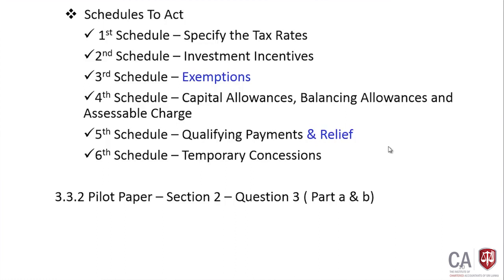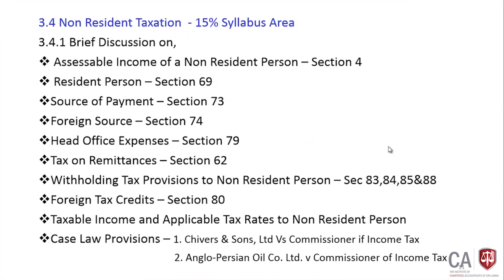Then next, with those theory areas, I am going to do the pilot paper, section 2, question 3, parts A and B. Then the non-resident taxation, which is a list of the non-resident taxation for your 15% syllabus area. Anyway, with this discussion, my main focus is to do the question and how you analyze and understand the question. Very important. But to analyze and understand the question, you should have solid knowledge of the theory.